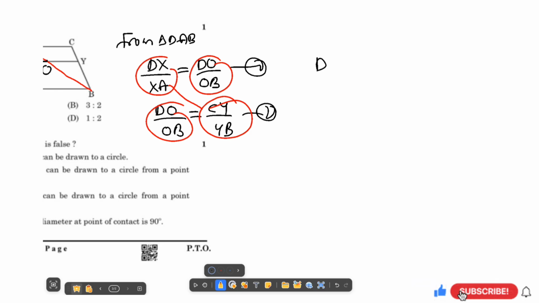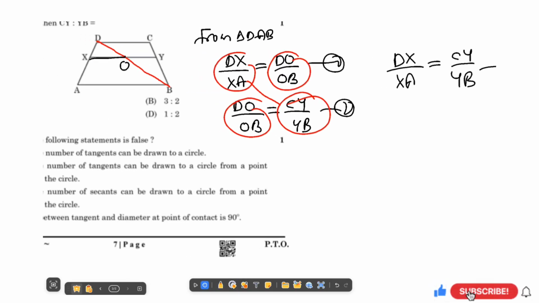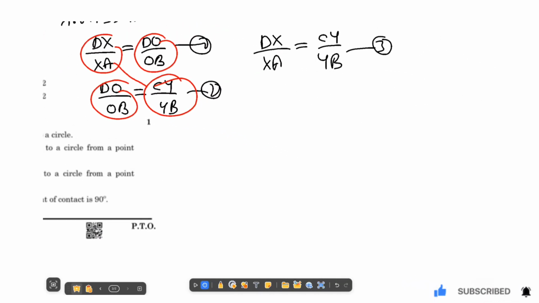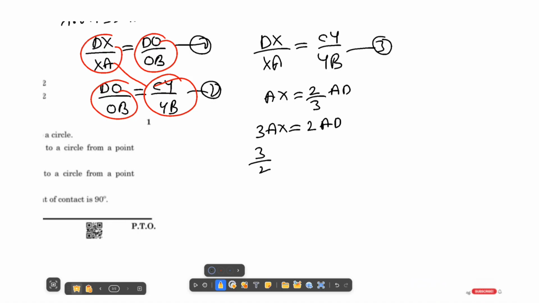So we will get dx by xa is equal to cy by yb. Let us keep it aside, let us think this is 3. Now write what is given. First of all, what is given here? Ax is equal to 2 by 3 of AD. So bring 3 to the left side, it becomes 3 times Ax is equal to 2 times AD. Bring 2 to the left side, it becomes 3 by 2 Ax is equal to AD.